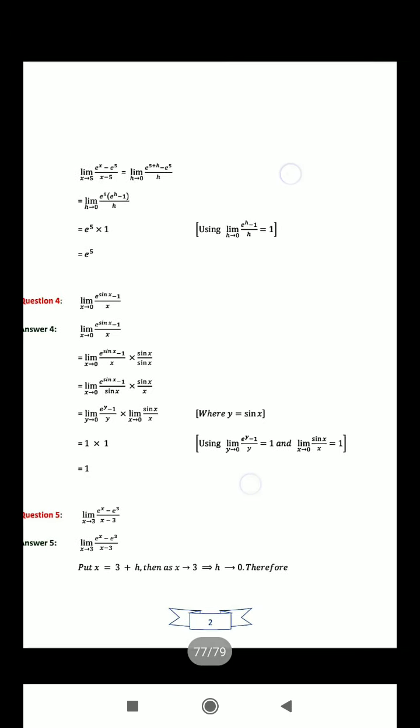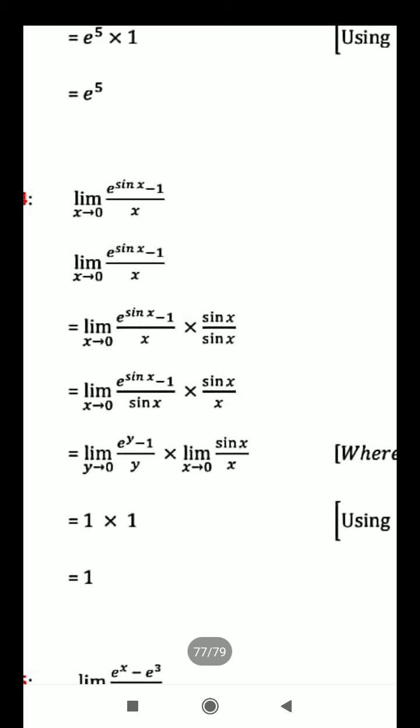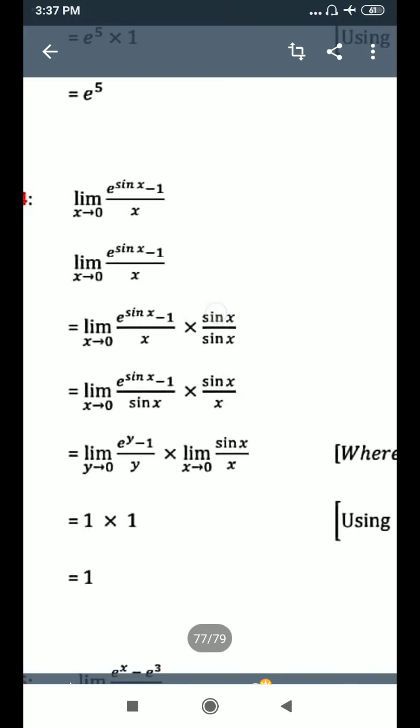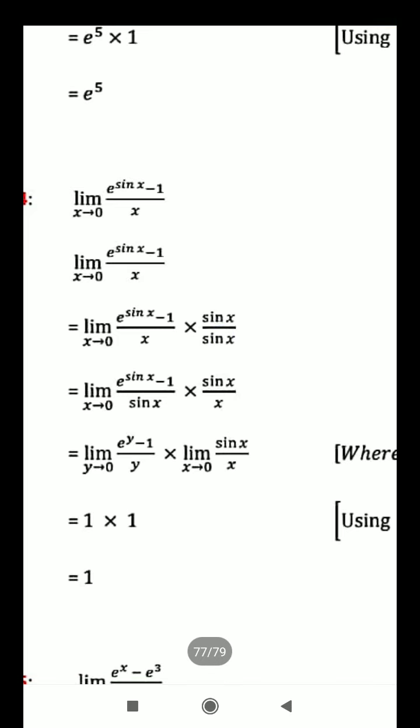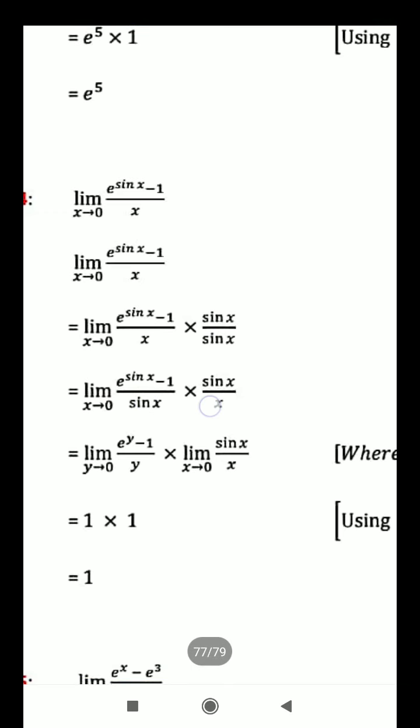Now next question number 4 is limit x tends to 0, e raised to power sin x divided by x. Now what to do? You just multiply this by sin x and divide it by sin x. Now I will change it like this. It is e raised to power sin x minus 1 divided by this sin x, and another one is sin x by sin x. Now I will put limit x tends to 0. You see this thing is 1.